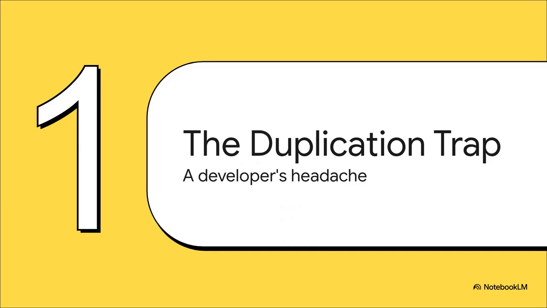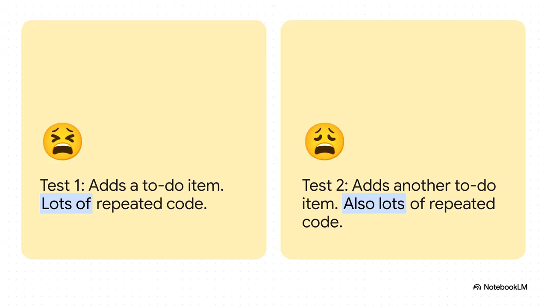All right, so first, let's talk about a problem that I am pretty sure every single developer has run into at some point. I like to call it the duplication trap. So picture this. You've got two tests for a to-do app. They're basically clones, right? The setup, the actions, the checks at the end, it's all the same. The only thing that's different is the actual to-do item. Maybe one is buy milk, the other is walk the dog.